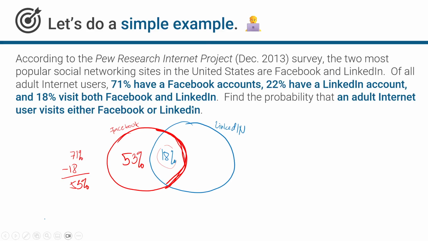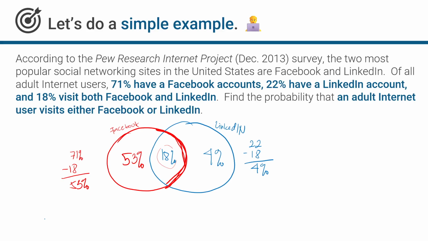Okay, now let's see for the others. Now for the other one, we have LinkedIn. For LinkedIn, we have 22% of all total minus 18 equals what? This is 4%. So this means that 4% is LinkedIn exclusively.